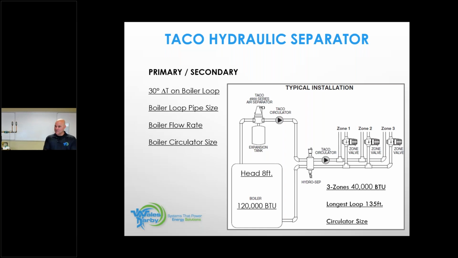All right, so a gentleman's got the GPM. Okay, what's the GPM? 8. So he took 30-degree delta, right? So 30 times 500 equals 15,000. He's got a 120,000 BTU boiler, divided by 15,000 equals 8 gallons per minute. So you guys are using the universal hydronic formula here time after time after time. And again, you're going to multiply or you're going to divide. So here we're multiplying.